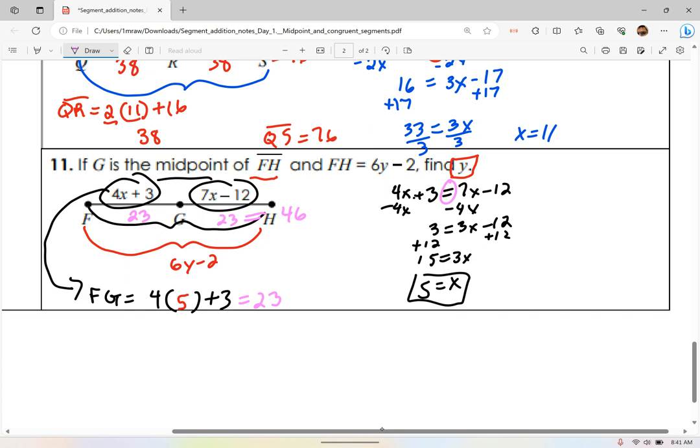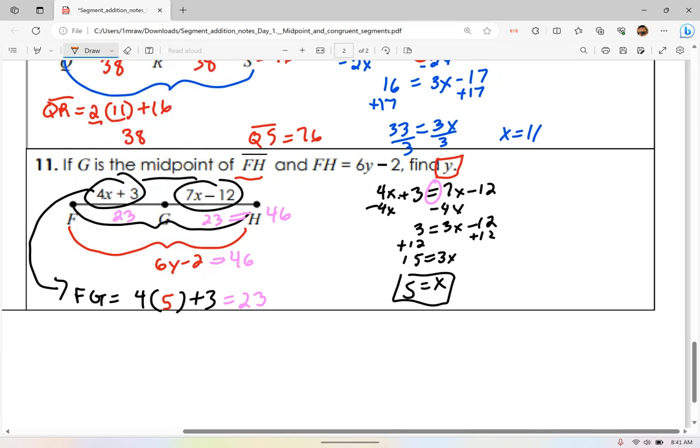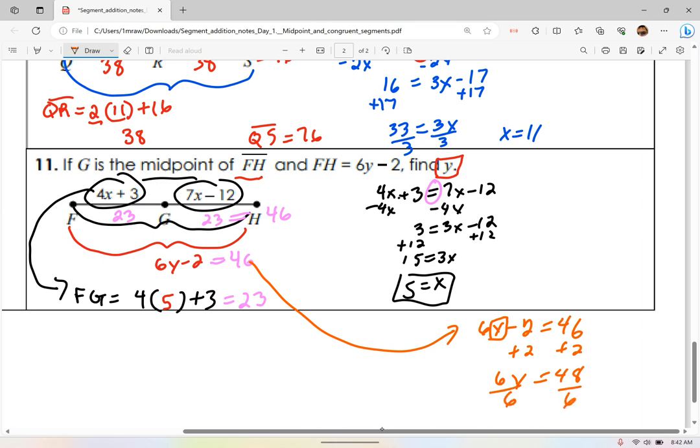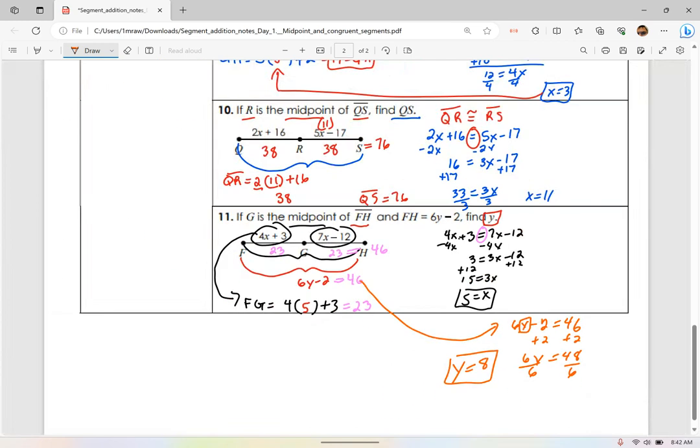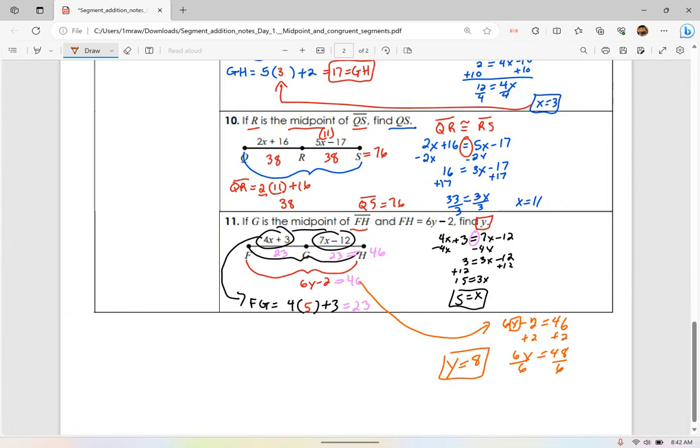So that means that 6y minus 2 is equal to 46. Now we can solve for y by setting up our equation. So I'm going to go ahead and bring this down here, right? 6y minus 2 equals 46. Do some algebra, add the 2 because we want to isolate for the y, right? 6y equals 48. Divide both sides by 6, and y equals 8. Now we have both x and y, and we've solved. Okay, so remember, again, midpoint is saying that we are congruent. It's a segment bisector.